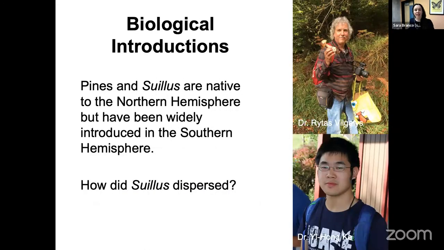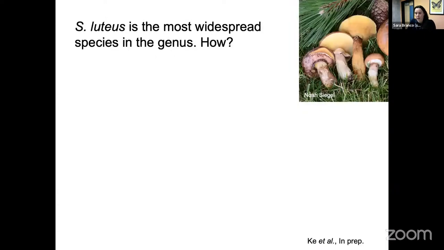Another topic that we looked into are biological introductions and thinking about how species move around the world. Pines and Suillus are native to the Northern Hemisphere, but have been widely introduced in the Southern Hemisphere. And so one of the questions was, how did that happen? And this is work done by Dr. Yi Hong Ke in the lab of Rytas Vilgalys at Duke University. What he noticed is that Suillus luteus, which is the same species that I just mentioned for the metal tolerance, is actually the most widespread species in the genus. So it basically was introduced in many, many places. And the question is how?